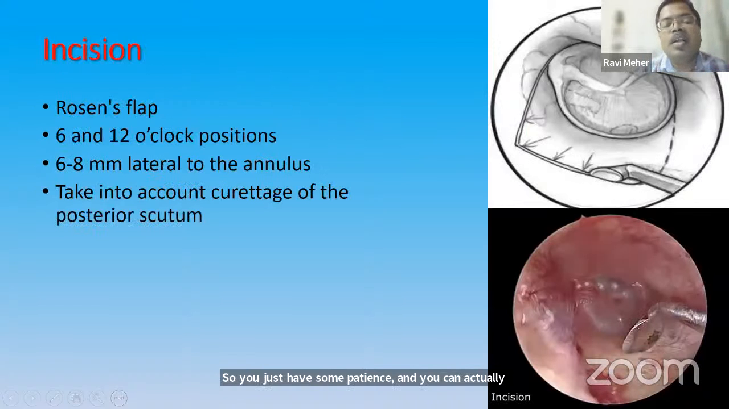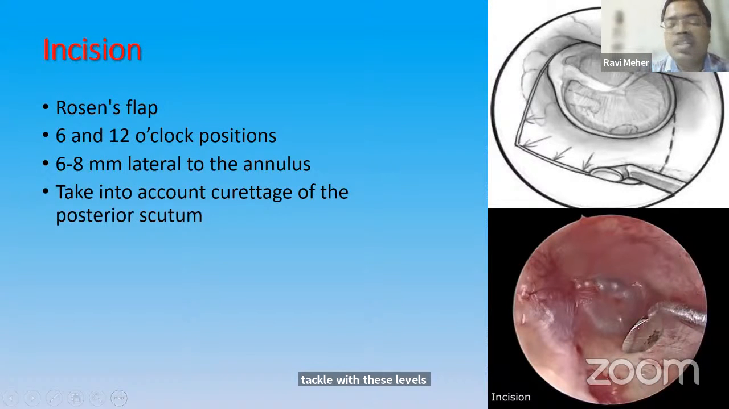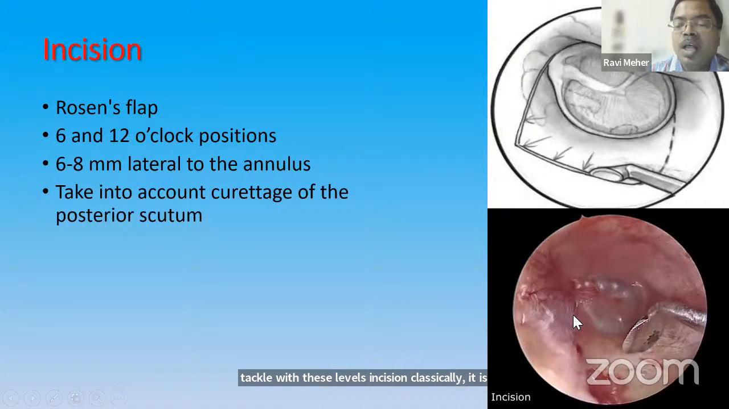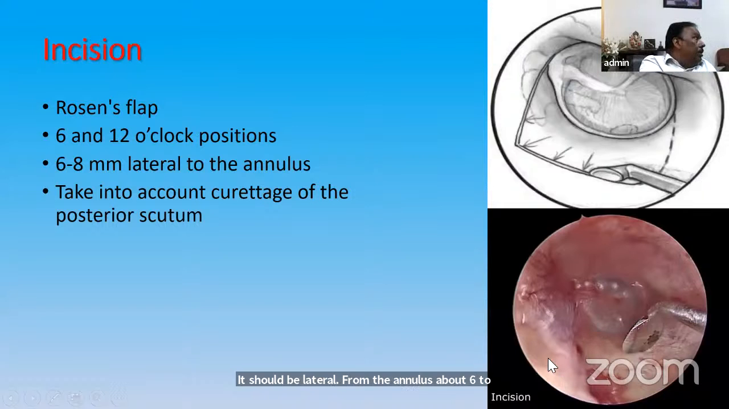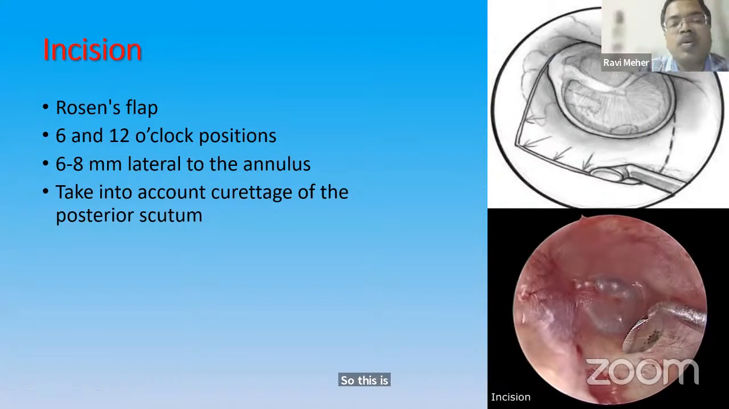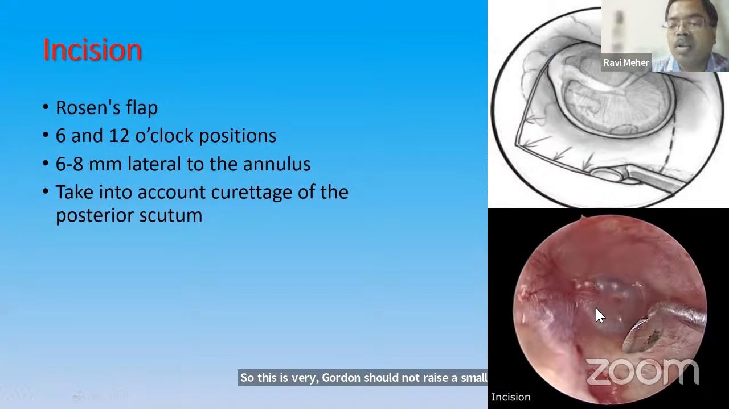Incision, classically, is Rosen's flap. The incision starts from the 6 o'clock position to the 12 o'clock position, and it is lateral. It should be lateral from the annulus by about 6 to 8 millimeters. So this is very important. You should not raise a small thickness of flap, because once you curette the bone from the posterior canal wall, the flap can fall short. So there should be at least 6 to 8 millimeters thickness of the flap.